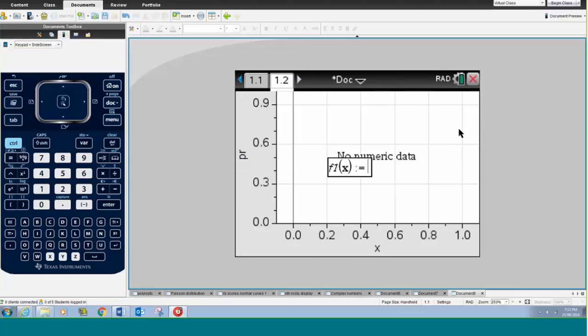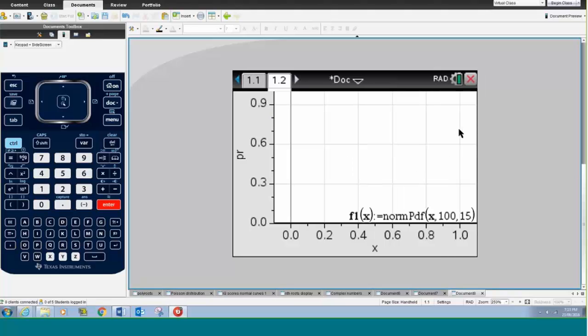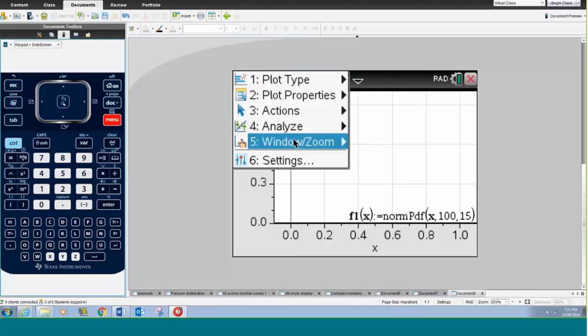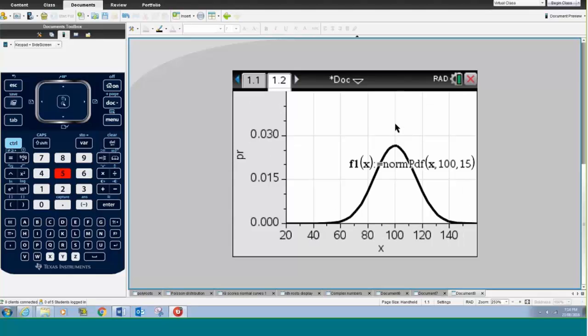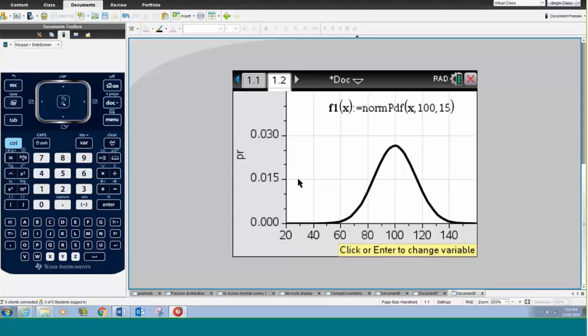So if I want to plot this graph here, I say normal PDF, as is the syntax, and we put x, and IQ scores have mean 100 and standard deviation 15. And of course we have to adjust the window settings. So unfortunately it's not data, so it doesn't adjust by itself. So let's put some values here, and that's a bit of playing around. So now we have the normal curve sketch, and we have some values of x and probability.